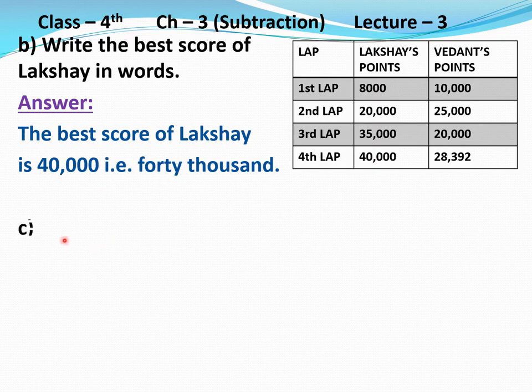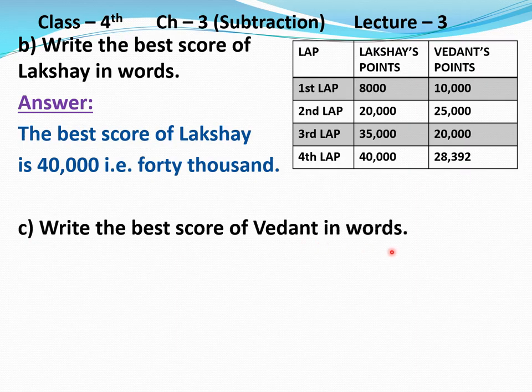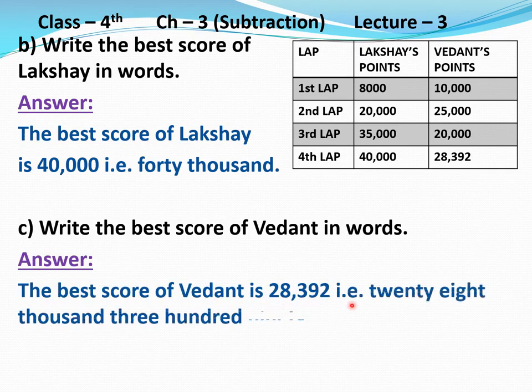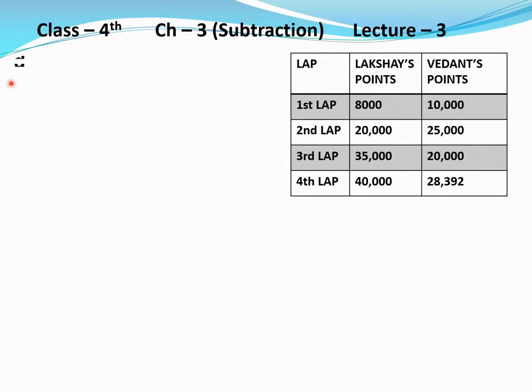Clear? C part. Write the best score of Vedant in words. See, 10,000, 25,000, 20,000, 28,392. Greatest is 28,392. Write down answer. The best score of Vedant is 28,392. You have to write in words also. Clear?